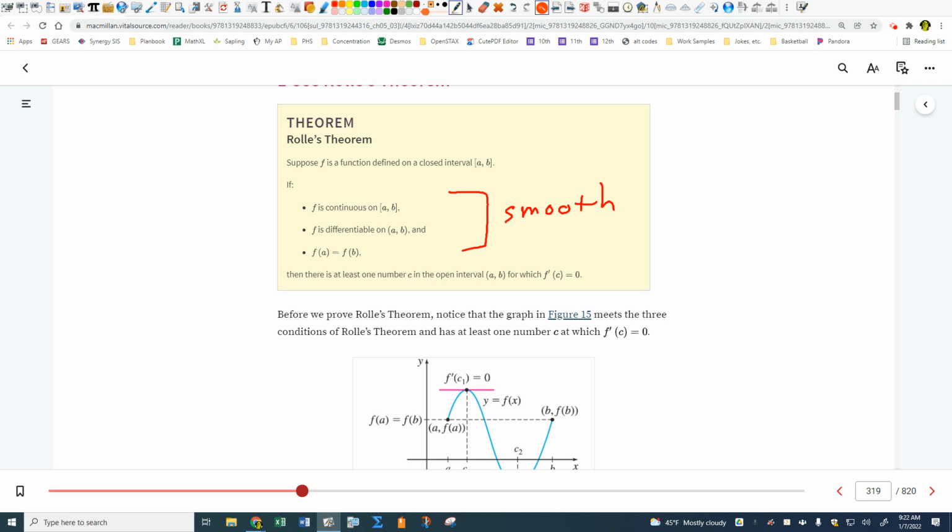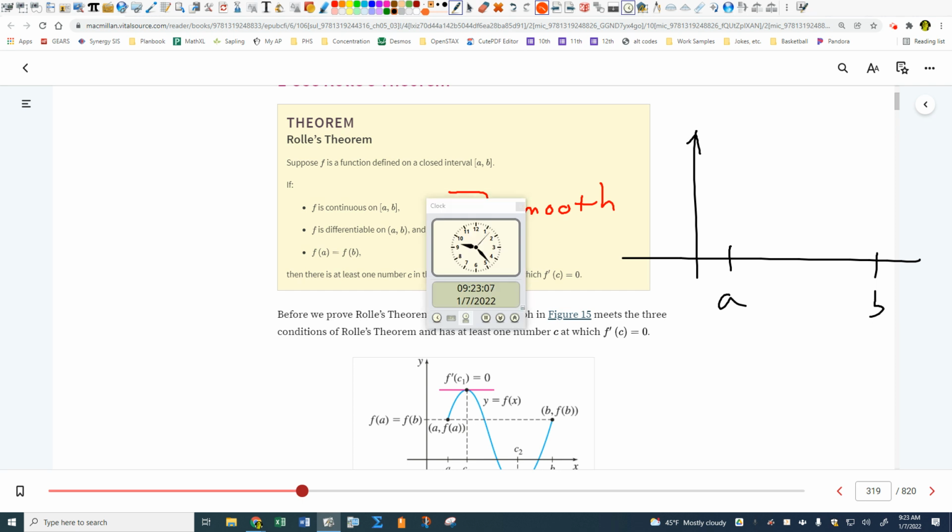Think about that. Super simple. Right? It's just saying this. If that's A and that's B, and they're saying f of A is equal to f of B, it doesn't matter what kind of path. If it's a smooth path, then there has to be at least one place on that interval where we're going to have a horizontal tangent.